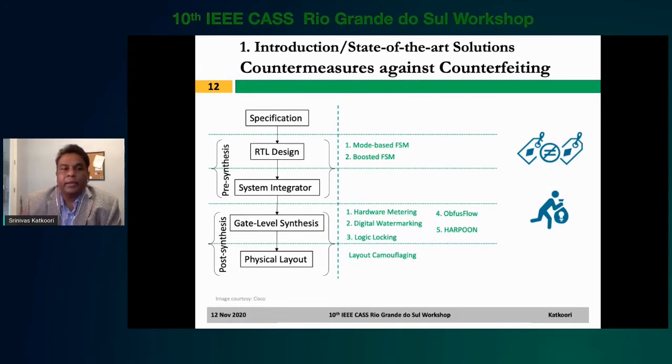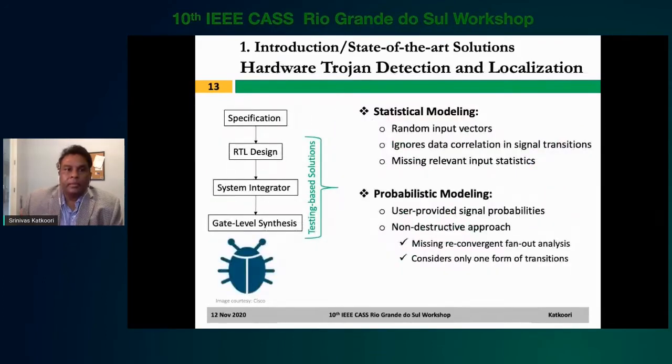At the higher levels, like RT level, there is some work like mode-based finite state machines and so on. However, what we see is that there is not much work done at higher levels, that is at the RT level and the behavior level. So what can we do? For example, we can use testing-based solutions, perhaps using statistical modeling.